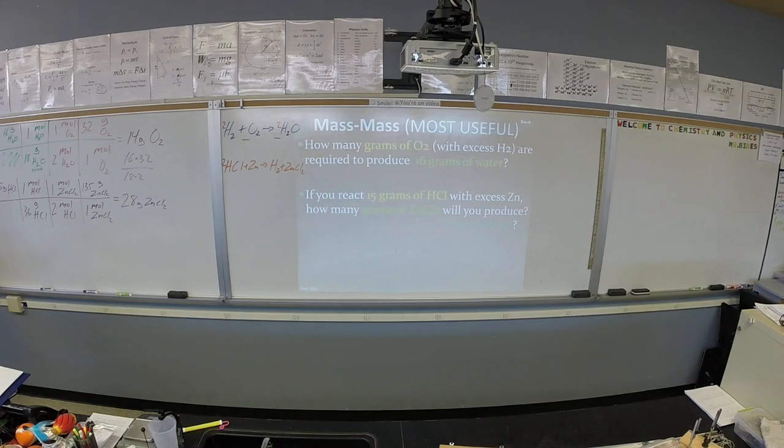Okay, so don't panic. Let's walk through what we did. We had 15 grams of hydrochloric acid. We needed to get that hydrochloric acid into moles. So I converted my grams of hydrochloric acid into moles of hydrochloric acid. I used the molar mass to do that from the periodic table. Next, now that I have moles of HCl, I can now convert to the chemical I want. And I use the mole ratio to convert from moles HCl to moles of zinc chloride.